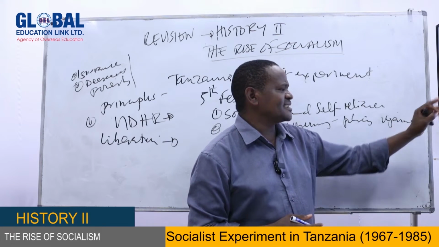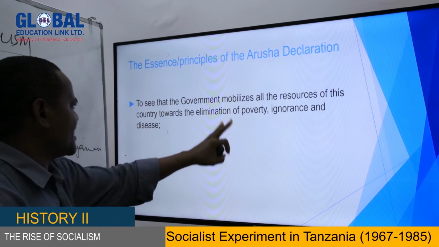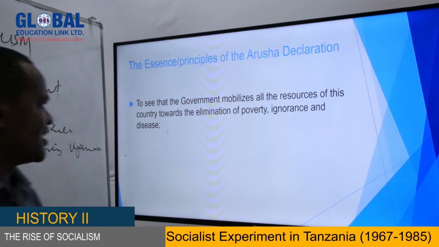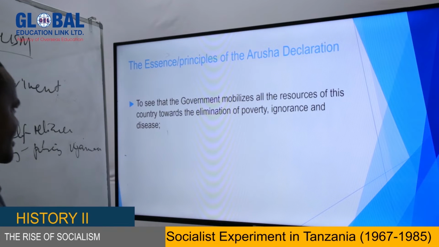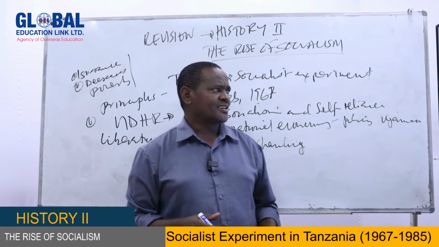And also to eliminate disease. This is another enemy, disease. These were declared as the 3 enemies of the people in Tanzania. And so Tanzania vowed to fight against these 3 enemies: poverty, ignorance, and disease. And that became one of the major principles of the Arusha Declaration.